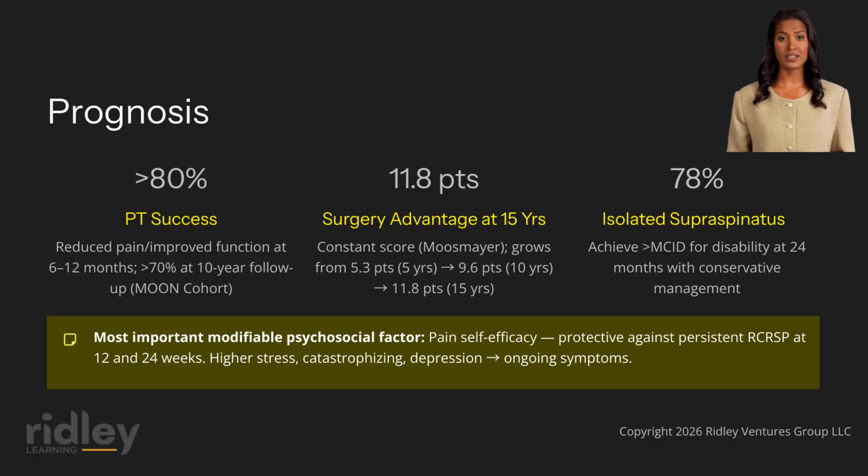Pain self-efficacy is the most important modifiable psychosocial factor, serving as a protective factor against persistent rotator cuff-related shoulder pain at both 12 weeks and 24 weeks. Higher perceived stress, catastrophizing, symptoms of depression and anxiety, and lower resilience are associated with ongoing symptoms. Comorbidities including smoking, which modestly but measurably increases the risk, hypertension, which raises the risk by approximately half, and diabetes are recognized as modifiers of both natural history and treatment response.